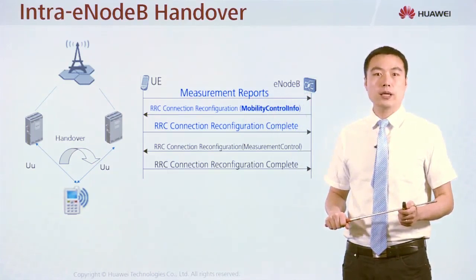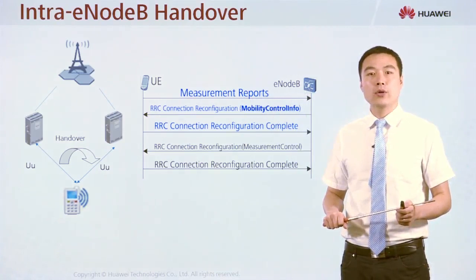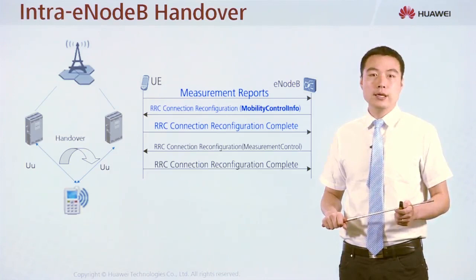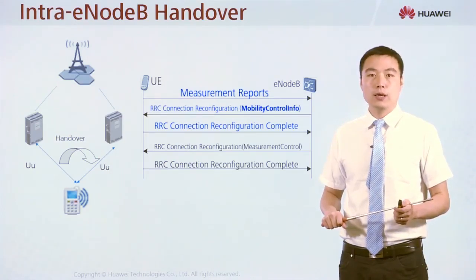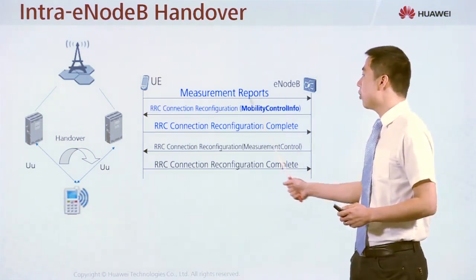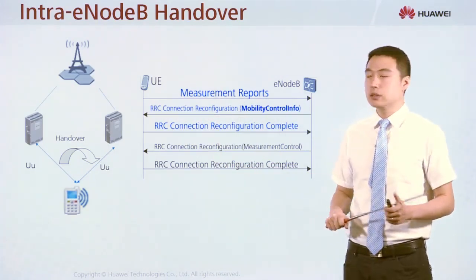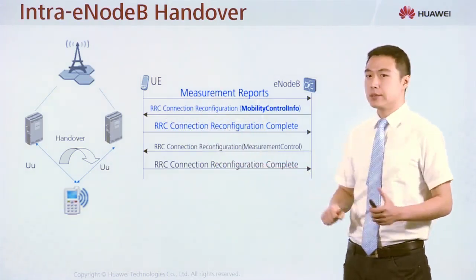The eNode B will start the handover decision, whether to perform the handover or not. The eNode B will also check the remaining resource in the target cell to see if there is enough resource to accept the new user. If the new cell where the UE wants to go has enough resource, the eNode B will send the handover command to the UE. Here, the handover command is the RRC connection reconfiguration message.